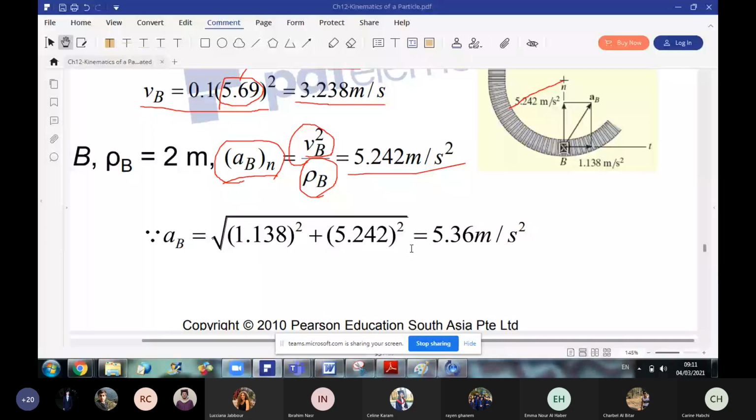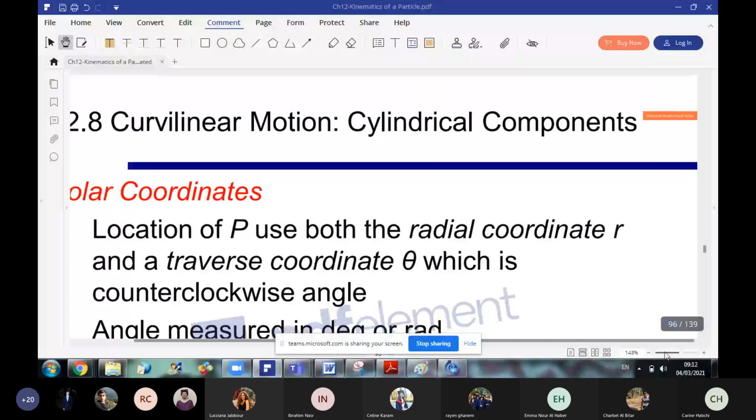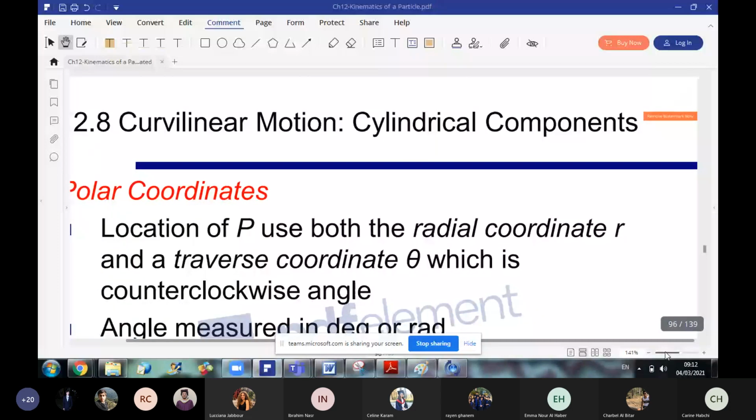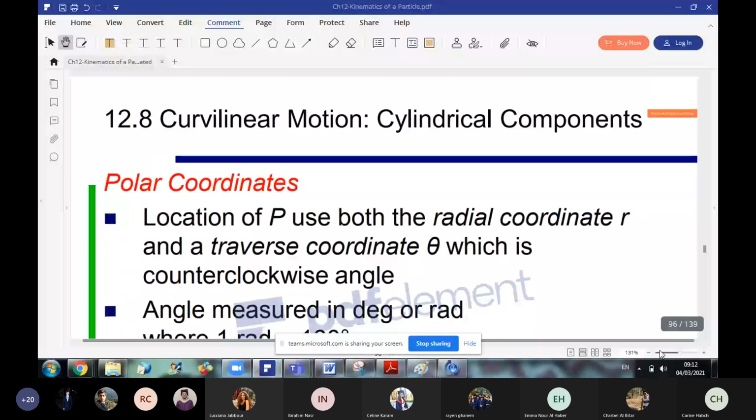Okay. Now, let us continue with another type of frame. Until now, we have considered Cartesian coordinates and normal-tangential coordinates. The third type is cylindrical components. So another possibility to define motion is through cylindrical components. And we will see that in several applications, cylindrical components are a good choice.